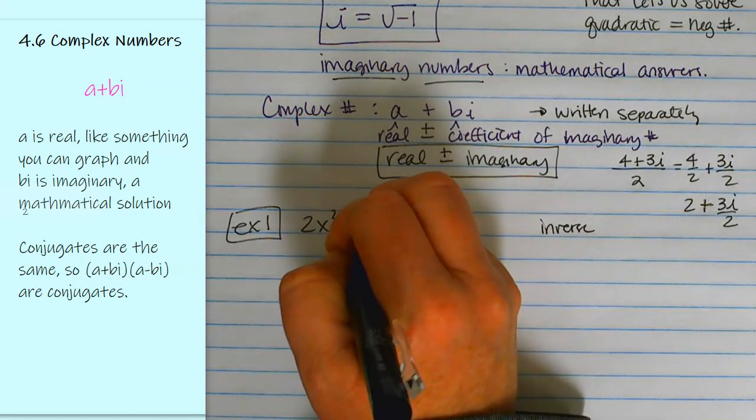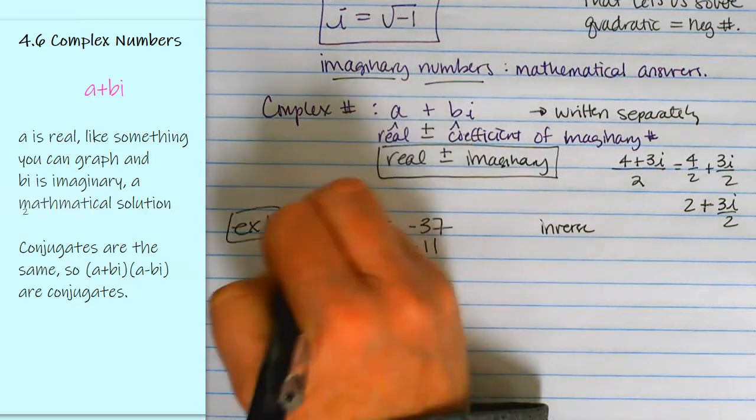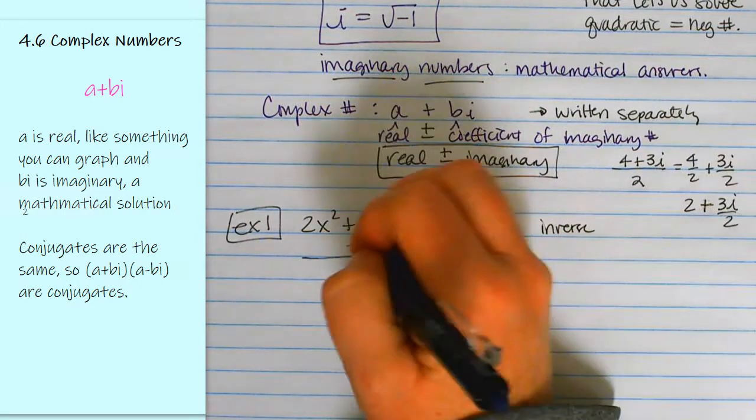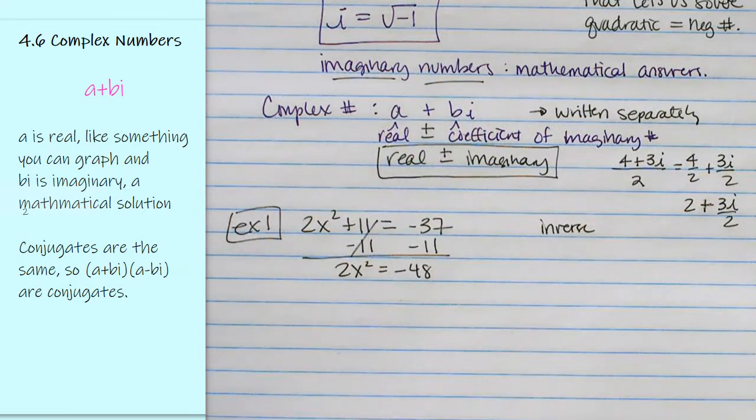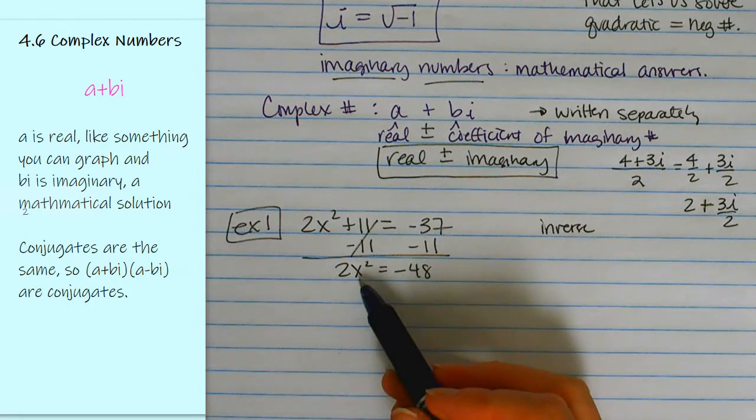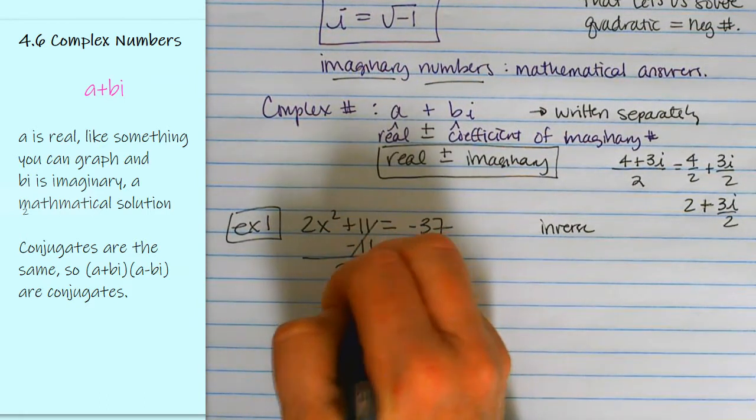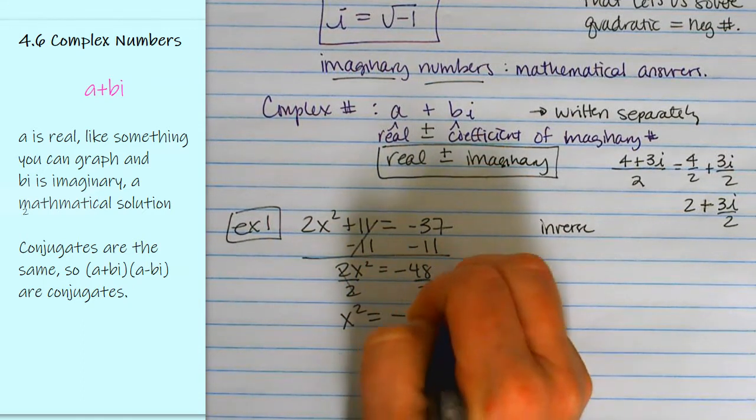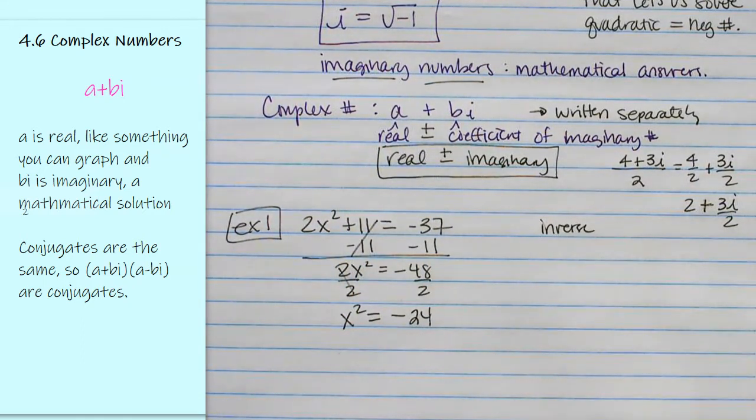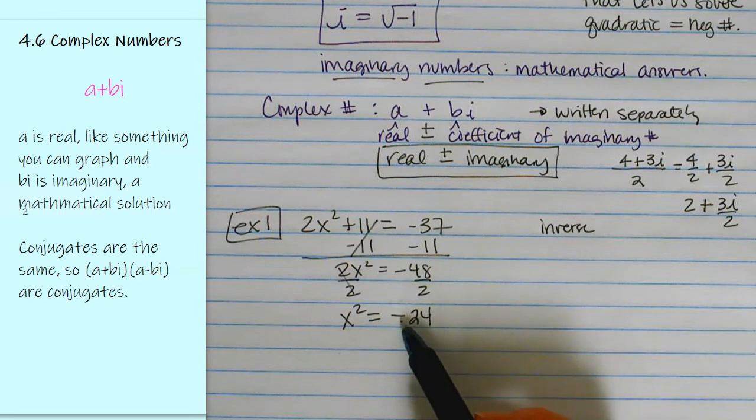We get x squared by itself. We subtract 11 from both sides. 2x squared equals -48. Before we take the square root of both sides, it's easier to simplify and get the x squared by itself. We'll divide both by 2. So now x squared equals -24. Okay, x squared can't be -24. There's no number that you can multiply by itself that would give you a negative number.